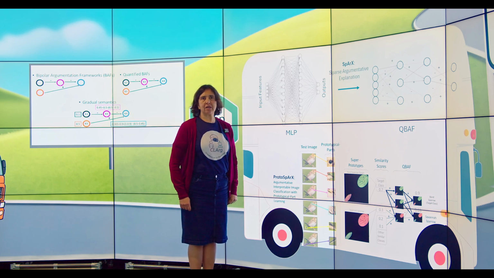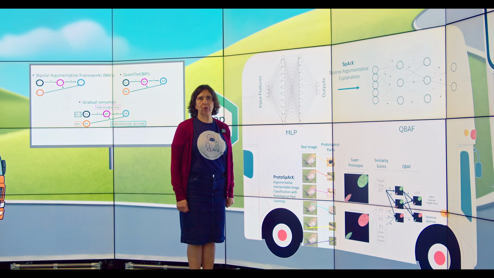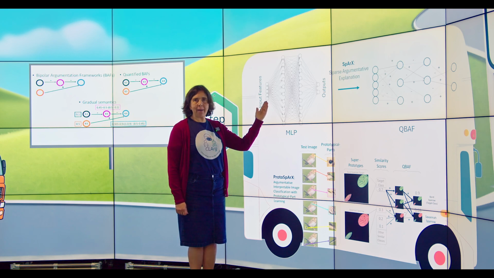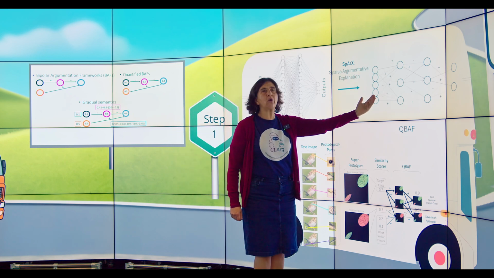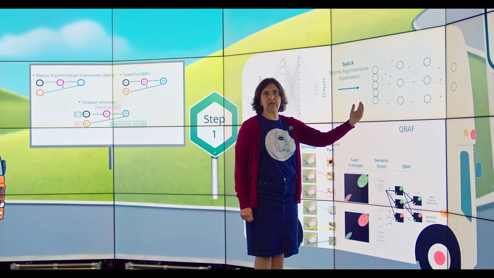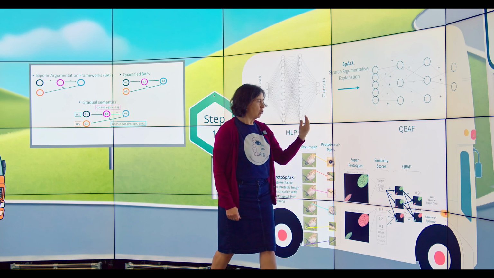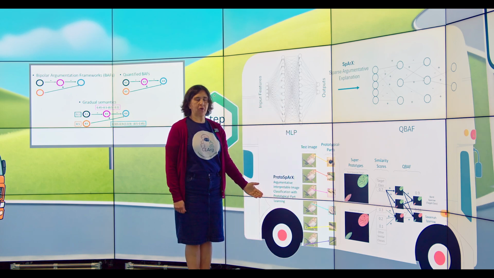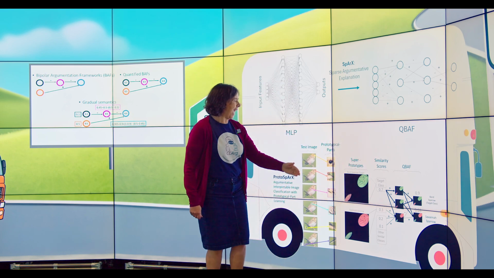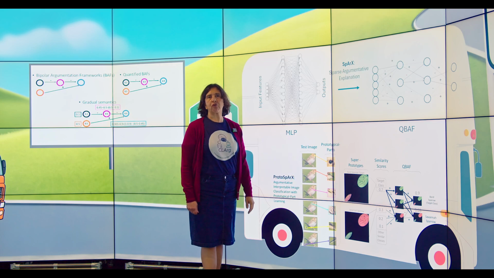In order to obtain cognitively tractable explanations, we first faithfully sparsify the multi-layer perceptrons and then map them into quantified bipolar argumentation frameworks. We use this approach also to obtain interpretable classifiers for images by combining SpArX, the method I just described, and prototypes drawn from image datasets.